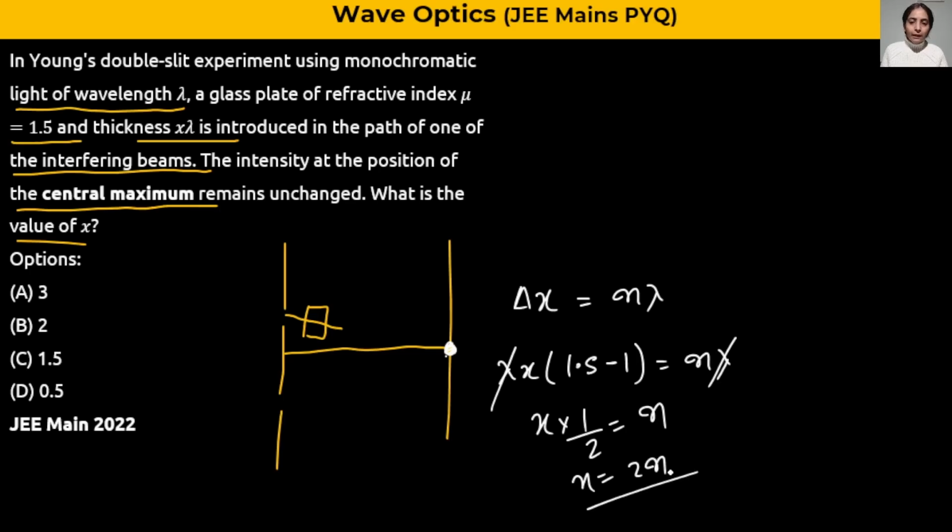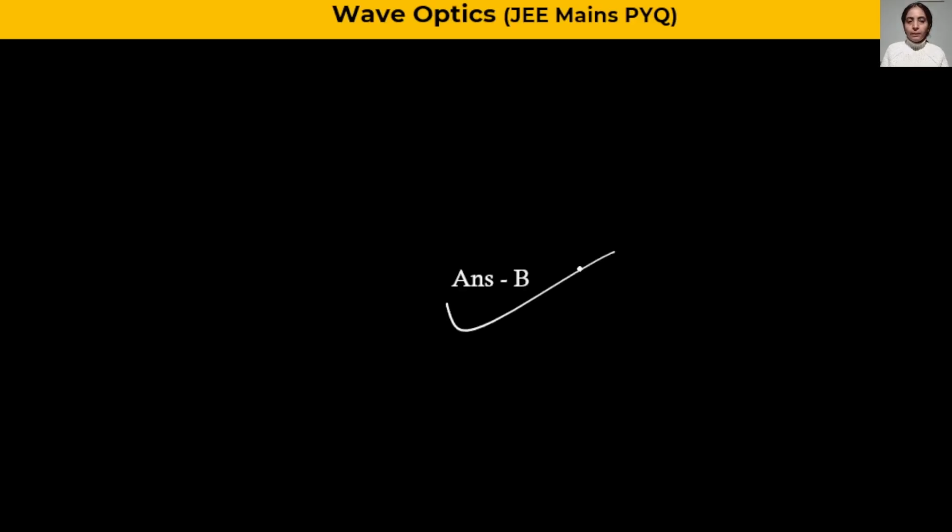Done. Put the value of n: if you put n equal to 1 first, you get 2; n equal to 2 gives 4. So basically 2, 4 and 6, like that we are going to get. Done, so x is equal to 2 will be the correct answer. So the correct answer should be B.